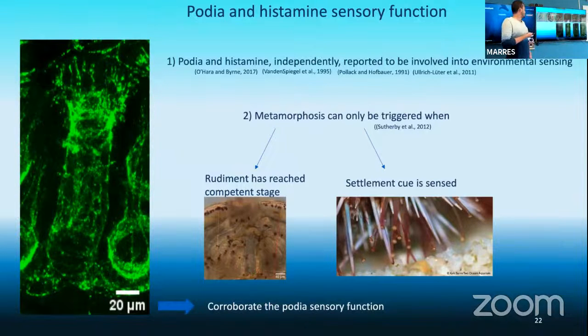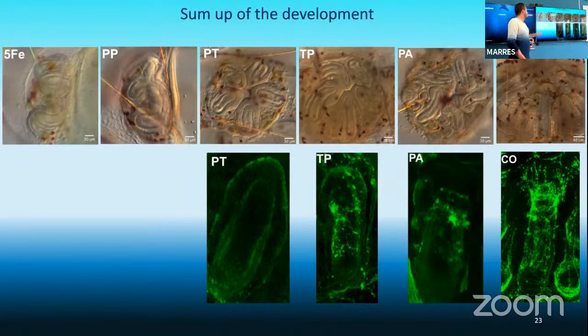So to sum up a little bit everything I presented to you, we're able to identify the podia anatomical development with different stages. Each of the stages has its own anatomical criteria to distinguish from one another. And during this time frame, we're also able to highlight the histaminergic nervous system formation with the apparition of different structures within the different stages.